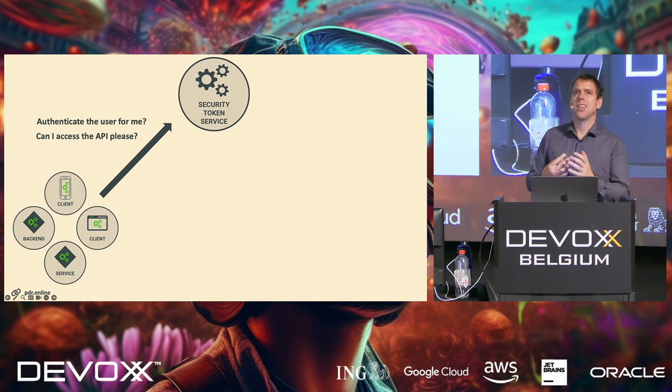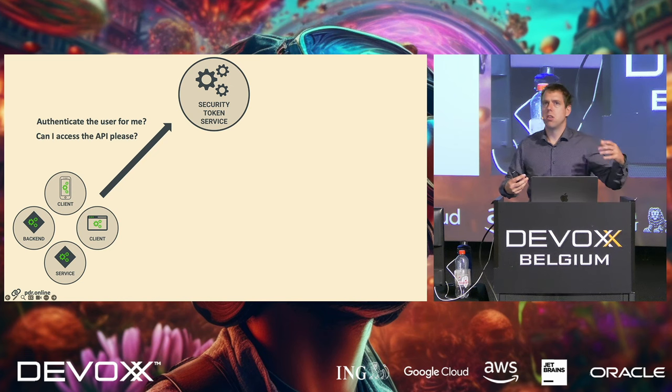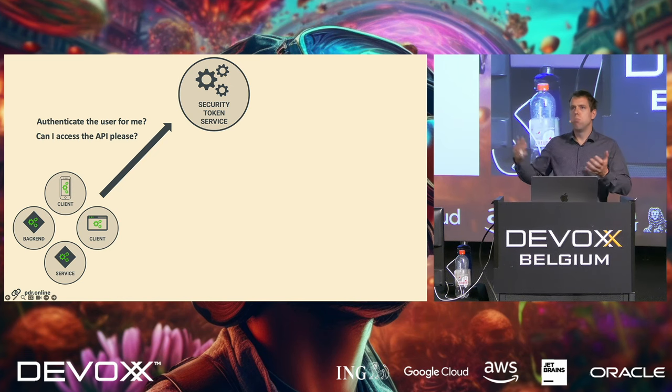And one of the questions that a client can ask is like, hey, can you authenticate this user for me? I have a user here, and I want to know who they are. Can you make that happen for me? That would be OpenID Connect.